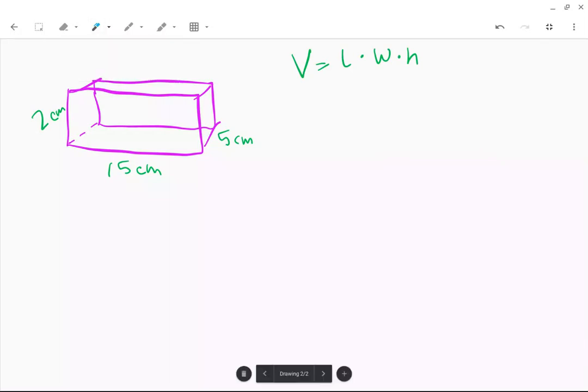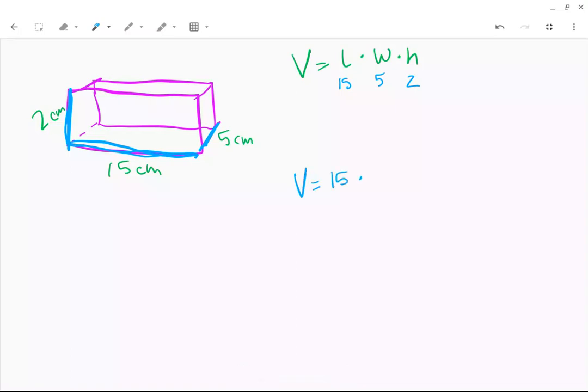Okay, so our length is how long our shape is. And so our length is 15 centimeters. Talking about our width, how wide our shape is, it would be 5 centimeters. And our height, how tall the shape is, 2 centimeters. So again, all we're doing is multiplying everything all together. So again, our formula, volume, is equal to length, which is 15, times width, which is 5, times height, which was 2. So again, you can move these numbers around and multiply it however you like.